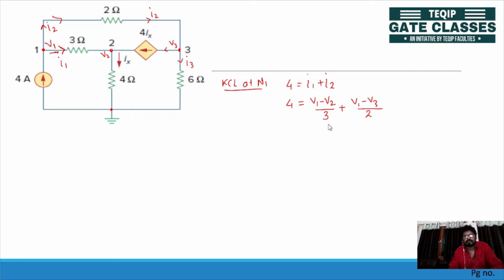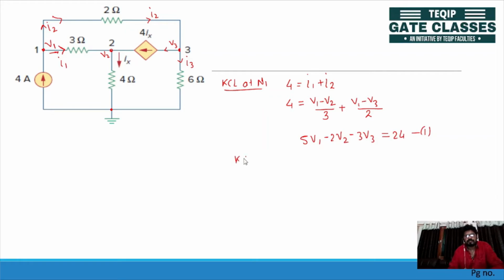So you can simplify this equation. We will get 2V1 plus 3V1, that is 5V1, minus 2V2 minus 3V3 is equal to 24. Let's say this is equation 1.